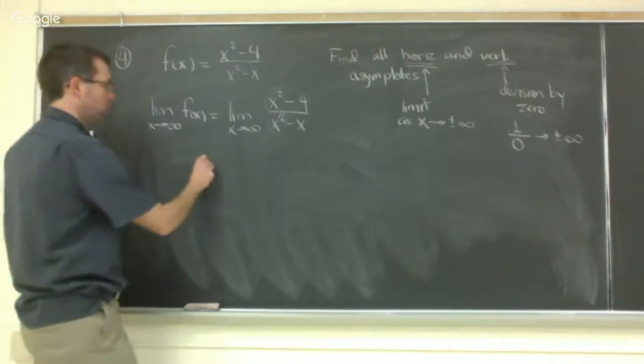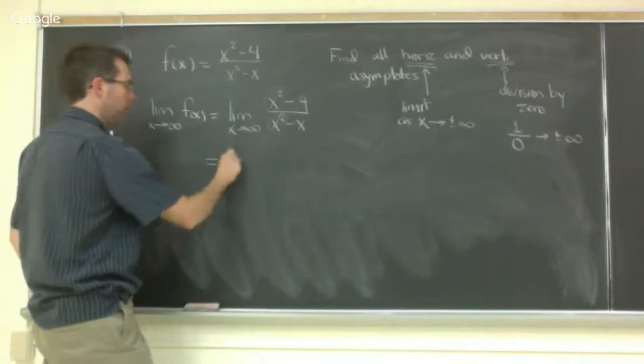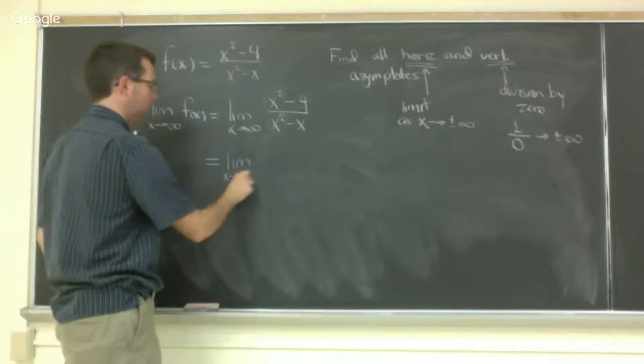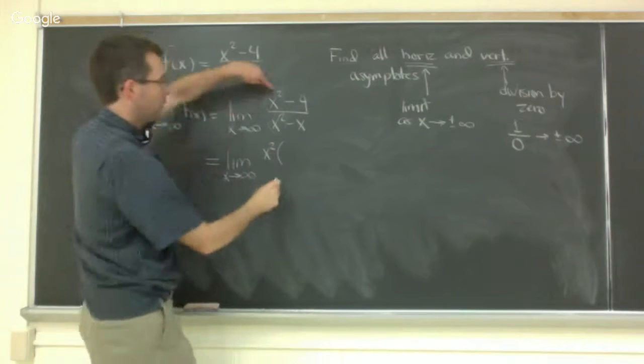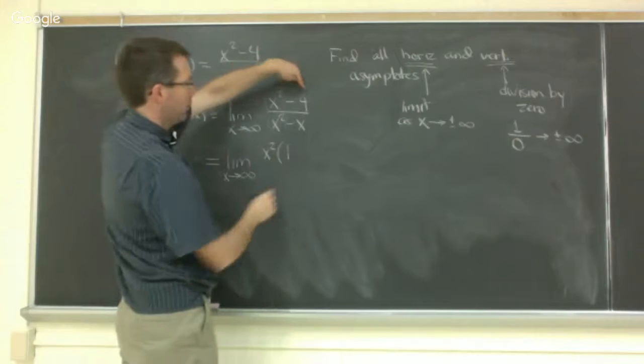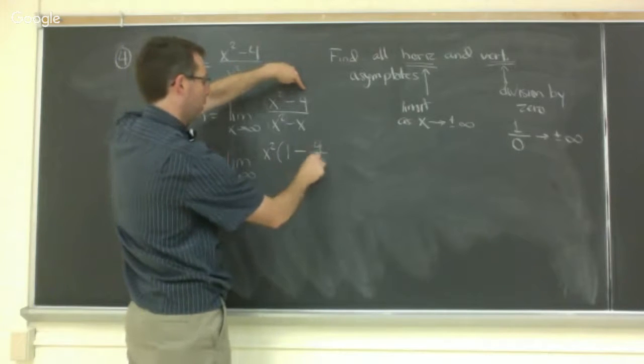So we're going to rewrite this as factoring out x squared. Divide this by x squared, I get 1. Divide 4 by x squared, and that's exactly what I get.